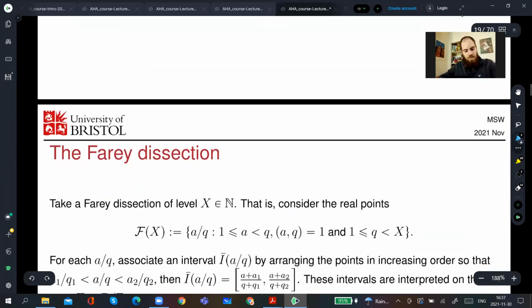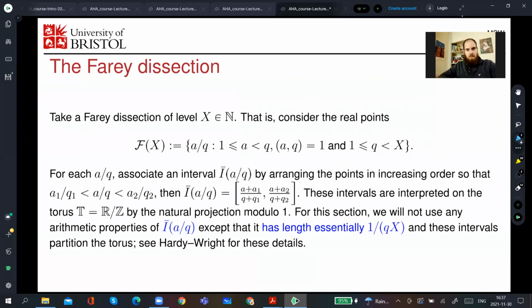Let's proceed with the Farey dissection from the circle method. I pick some level X, which will be large right now, larger than my radius root lambda. And we consider all of these rational points between 0 and 1. And around those rational points, we attach an interval inside of 0, 1, or actually inside the torus.